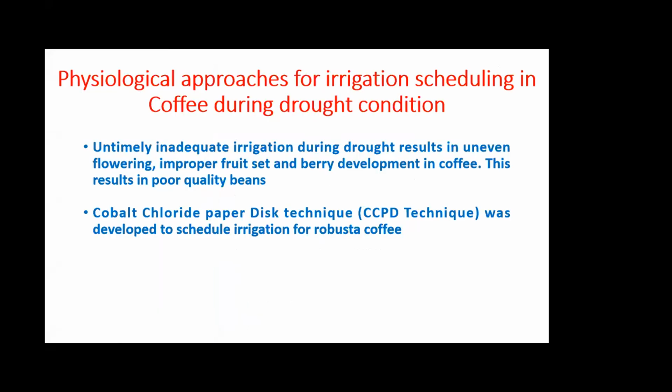So some of the physiological approaches are irrigation scheduling. If you have enough sources of water, when to give it is based only on the requirement of the plants, or whenever the plant needs, you give the irrigation. So you will save energy also. This is one of the techniques we developed at CCRI, that is the cobalt chloride paper disc method. It helps to schedule the irrigations, and also helps for uniform blossoming, and also helps improve your yield.